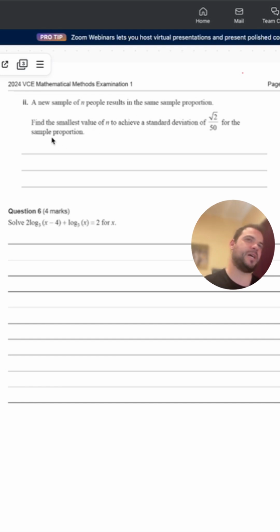And then in 5C part 2, they say find the smallest value of n to achieve a standard deviation of root 250 for the sample proportion. There's kind of a lot to unpack here conceptually. I'm going to spend a little bit of time talking about the concept just before I do the calculation, because this is a part of the course that is often not well explained, and definitely schools often don't spend enough time on it.